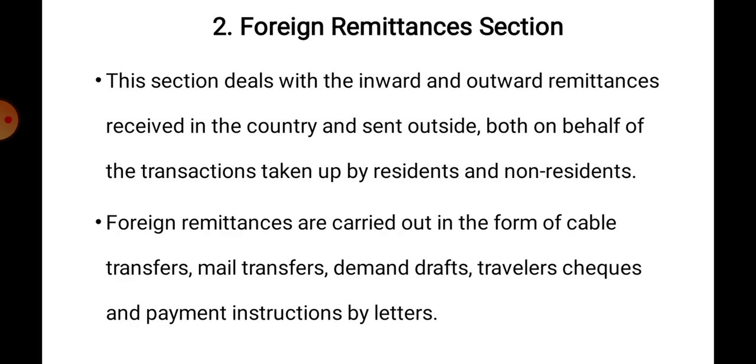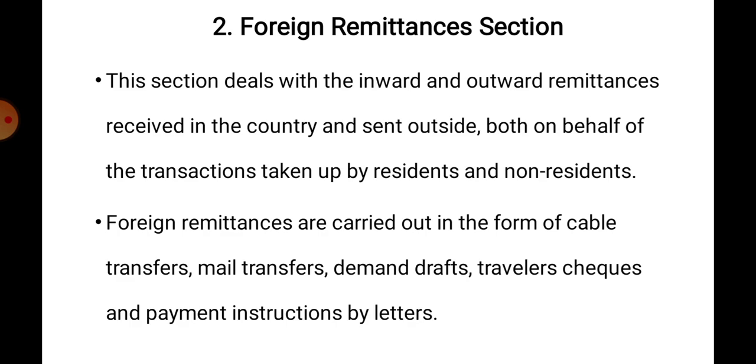The officer of this particular department has to be quite well versed with various regulations in force from time to time and the amendments thereto. The remittances are converted into local currency in case of inward remittances and in foreign currency in case of outward remittances at the prevailing exchange rate.